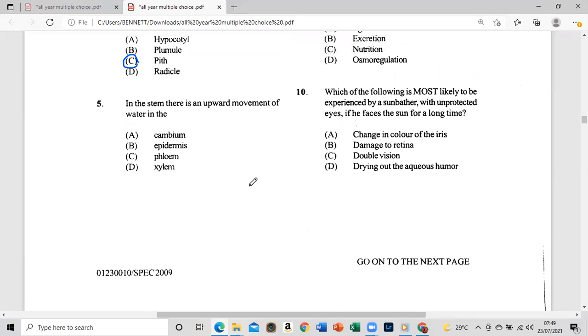Number 5: in the stem, there is an upward movement of water in the cambium, epidermis, phloem, or xylem? And the answer is the xylem. So in the stem, there's an upward movement of water in the xylem.